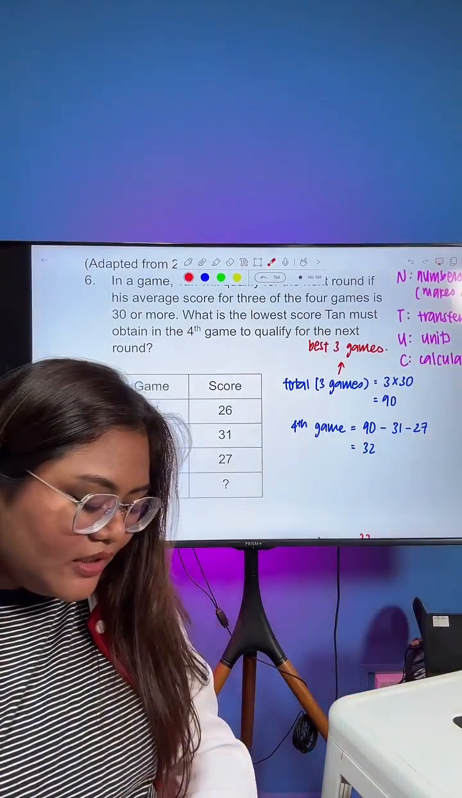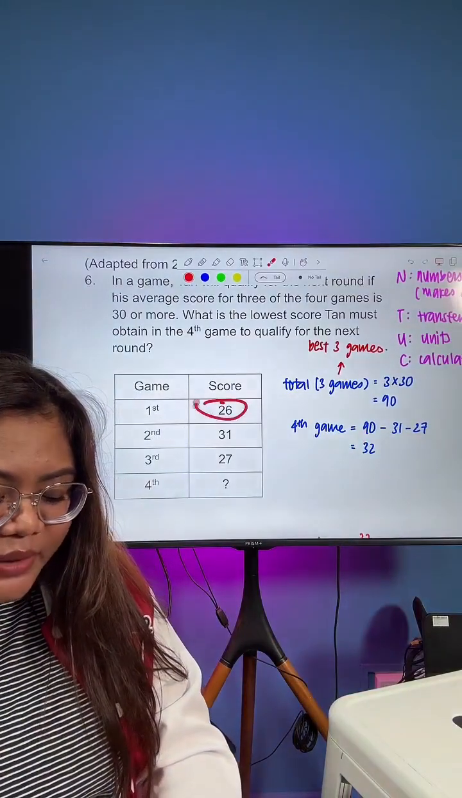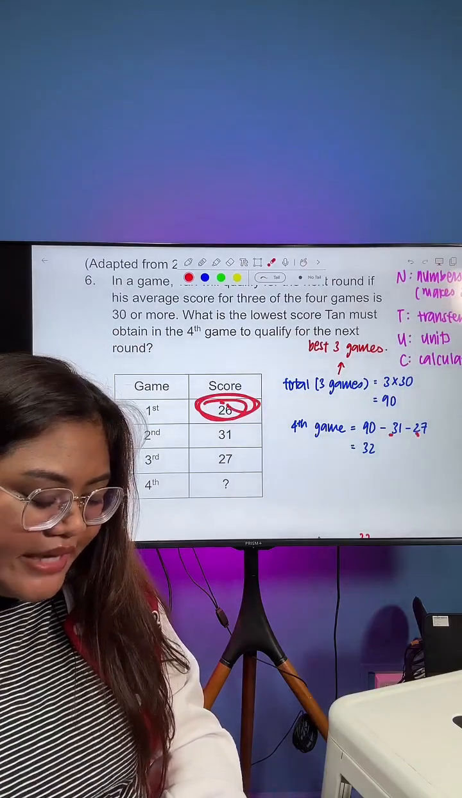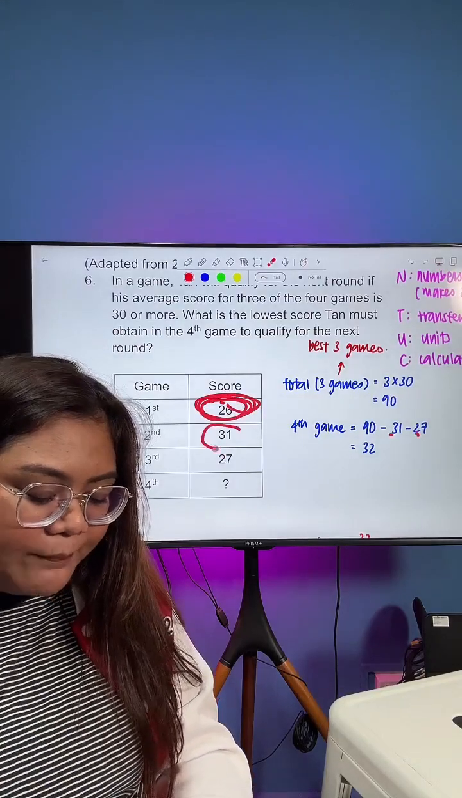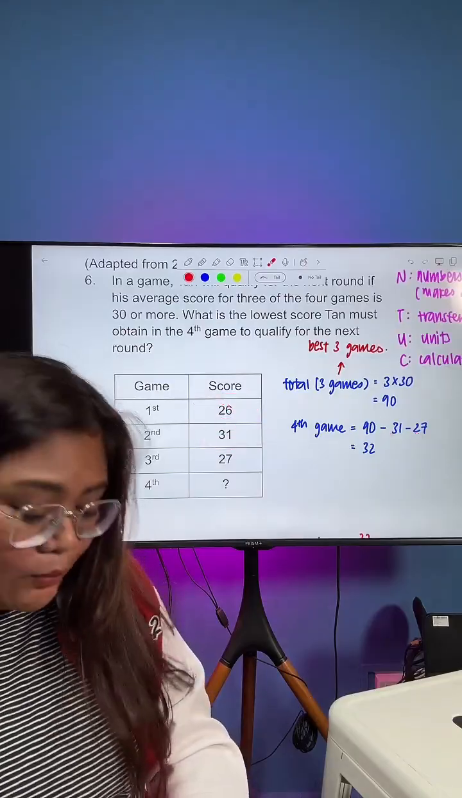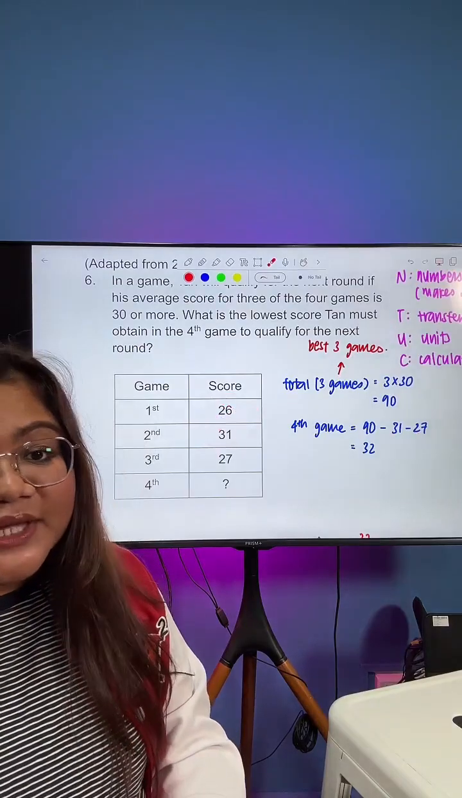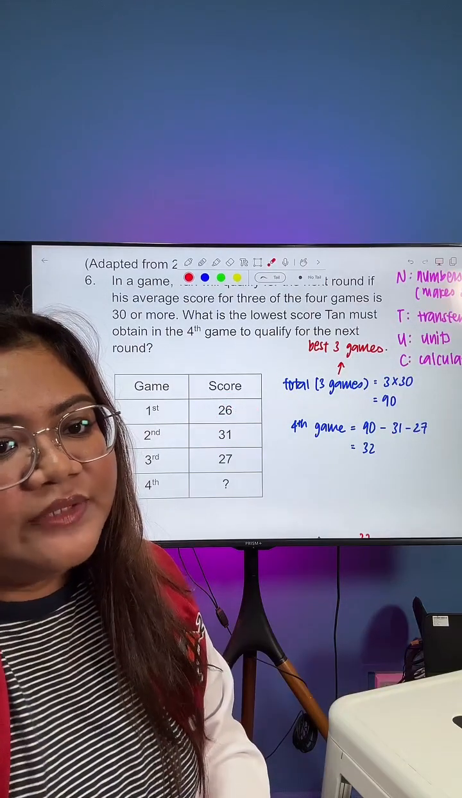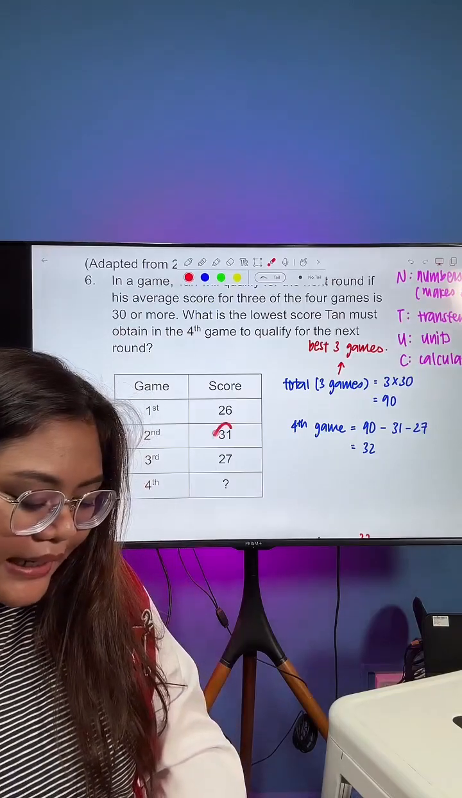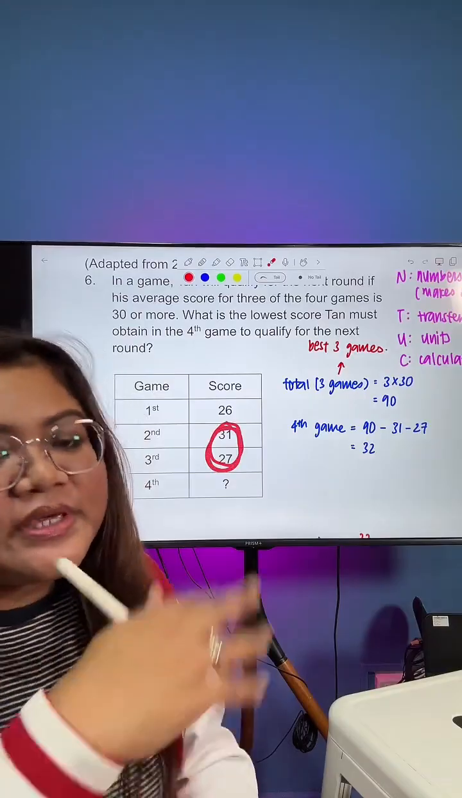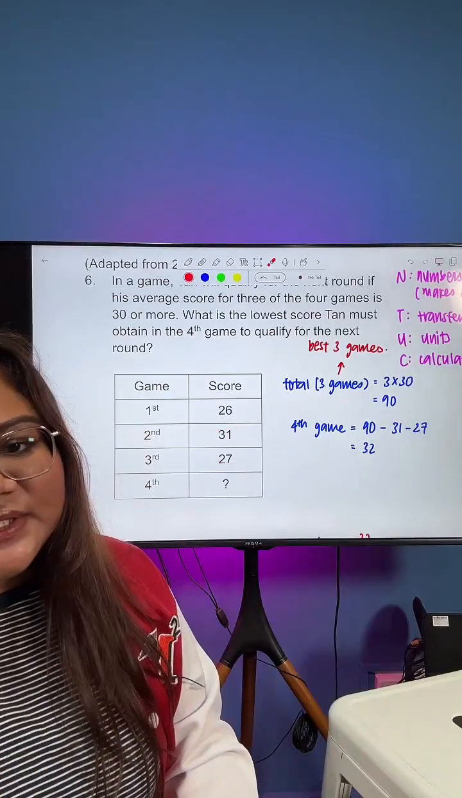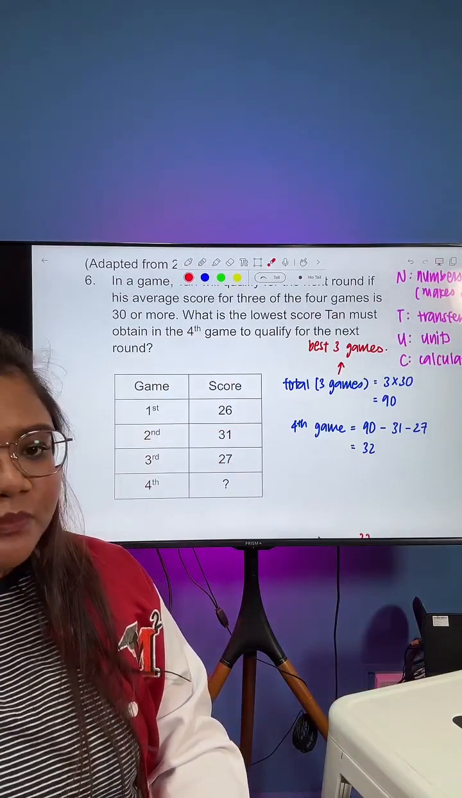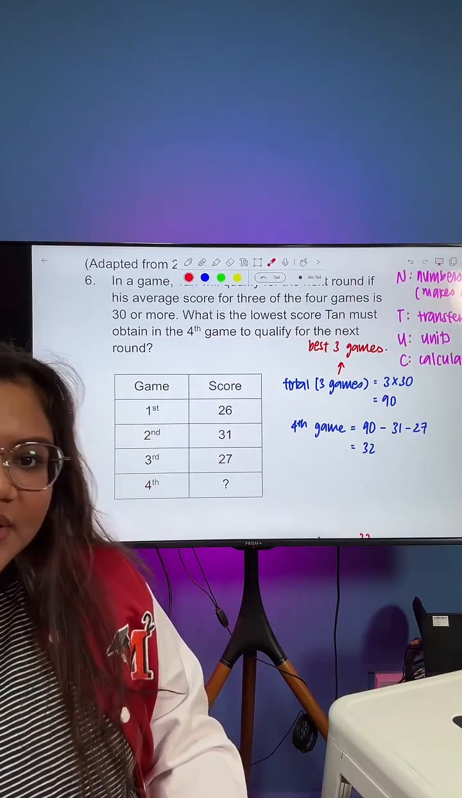If I use 26 as any one of the 3 games, that means I am going to throw away the game where I did better, for example 31, which doesn't make sense. So I use the higher games first because that will help me move on to the next round easily.